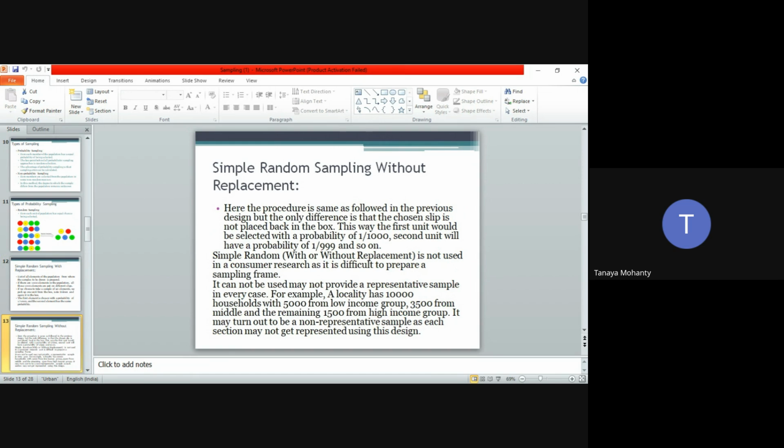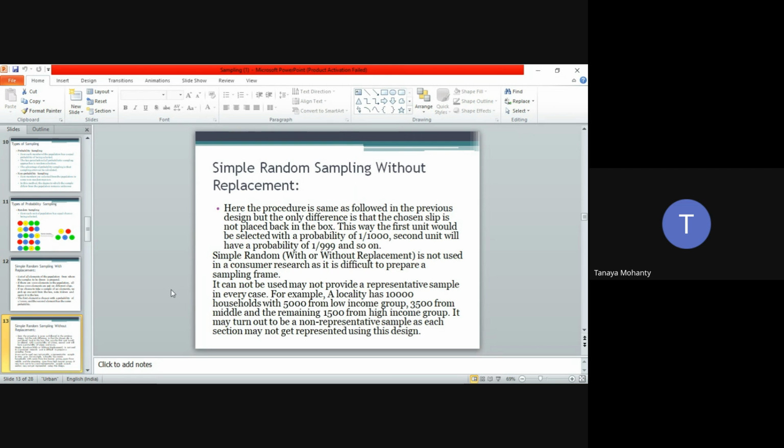The second type is simple random sampling without replacement. Here the procedure is the same as followed in the previous design. What you do, you again pick up the names of each and every element present in that universe, write it down in a slip and put it in the box. This way the first unit would be selected with a probability of 1 by 1000. But in the previous case, you were putting the slip back into the box. This time you will put it away. You will not put it back in the box.